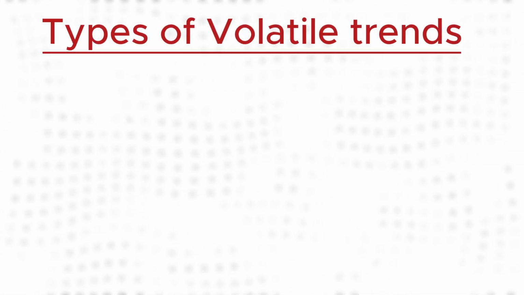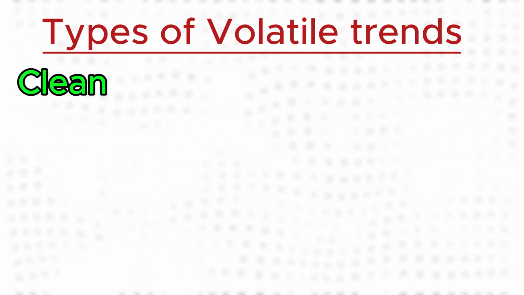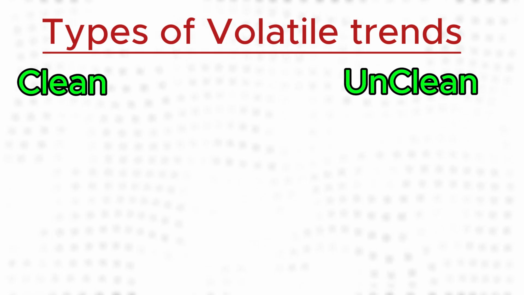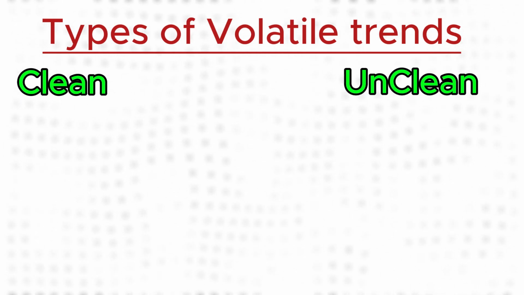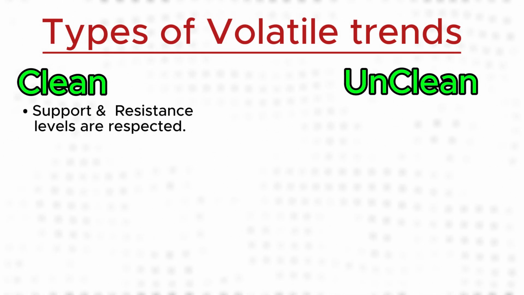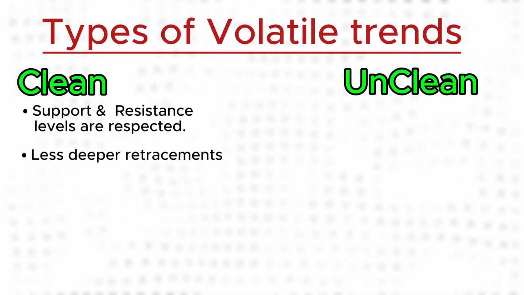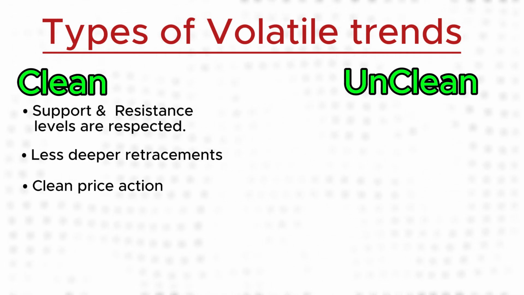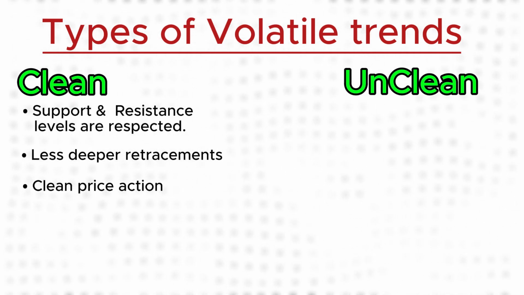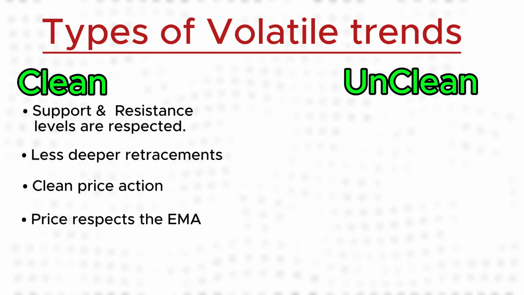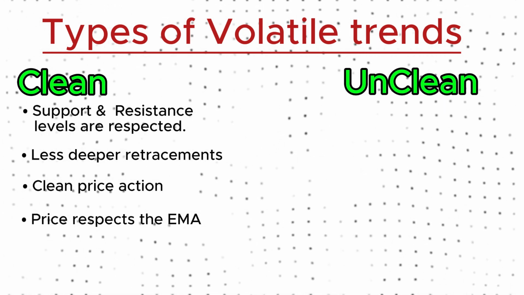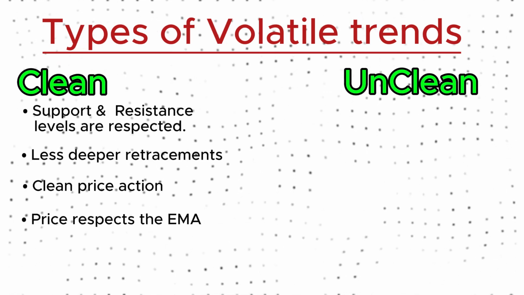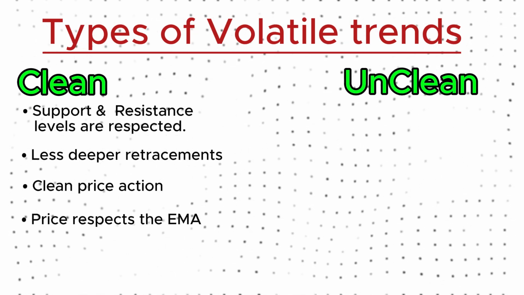There are two types of volatile trends: clean volatile trends and unclean volatile trends. For clean volatile trends, previously broken support and resistance levels are respected. This is because there are less deep retracements. The price action is very clean, and it's very easy to decipher what is going on. If you have a moving average on your chart, you'll see price respecting it. In an uptrend, price will always be above the moving average, and in a downtrend, the candlesticks will always be below the moving average.